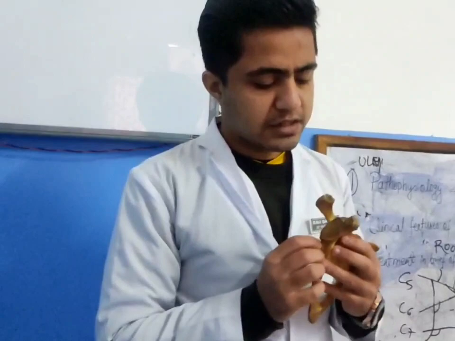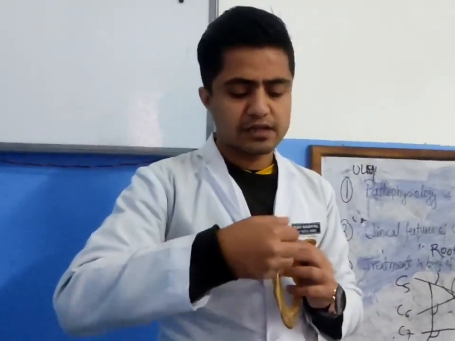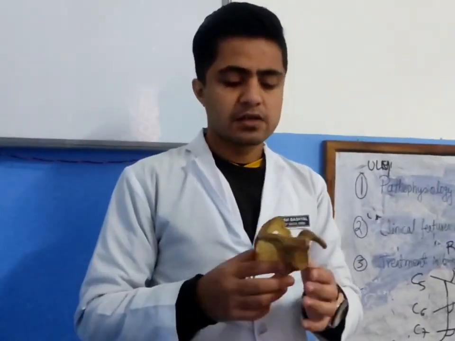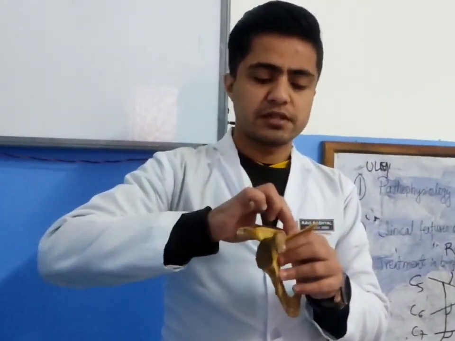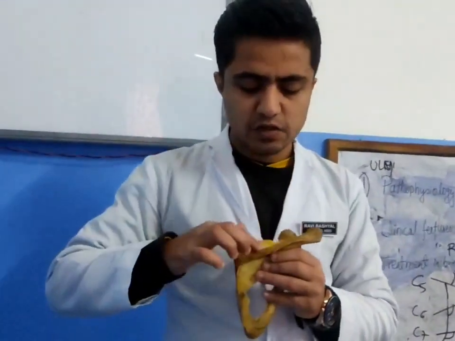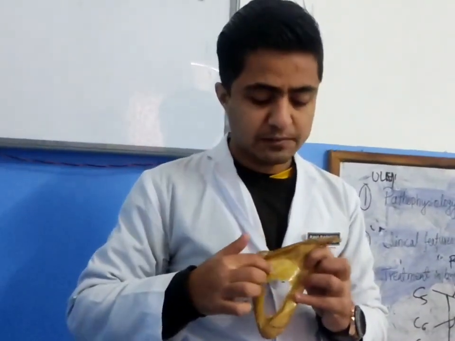On the basis of this, we will talk further. This is the coracoid process. Here arises the short head of biceps brachii. Another muscle is coracobrachialis. This is the spinous process. It divides the scapula into the supraspinous and infraspinous parts. You can see over here, this is the supraspinatus fossa, and this is the infraspinatus fossa.